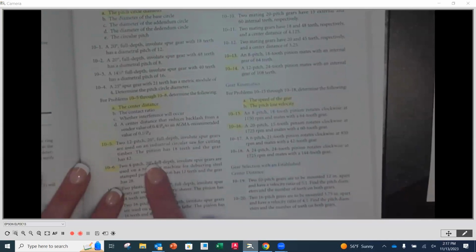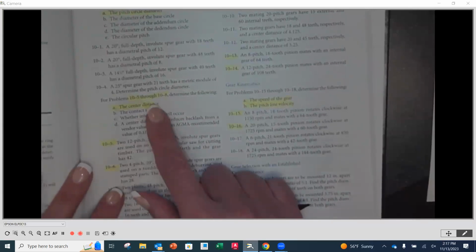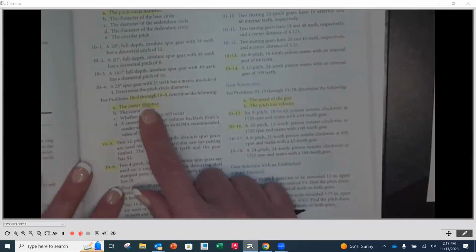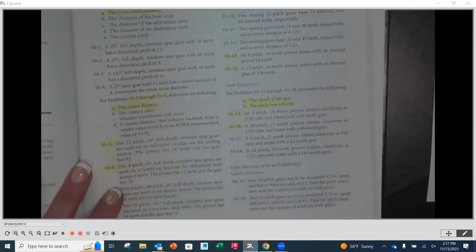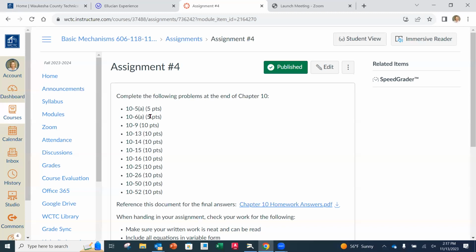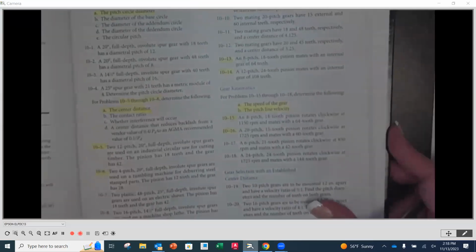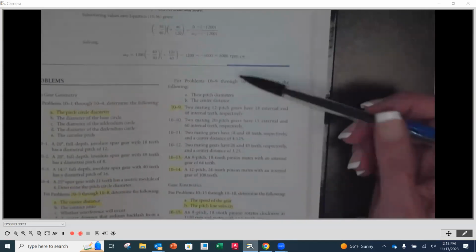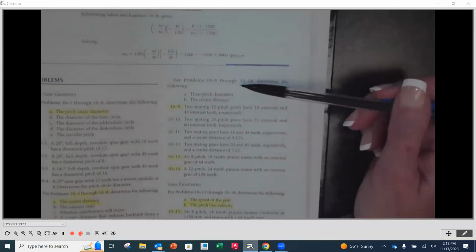Same problem, different numbers for number 10.6, just part A, just the center distance here. You don't need to do the other items here. Notice that on here, it's just 10.5a, 10.6a. All right. Then we're going to go to 9, 13, 14, 15, 16. Okay. Number 9 up here. So 4 problems, 9 through 14.